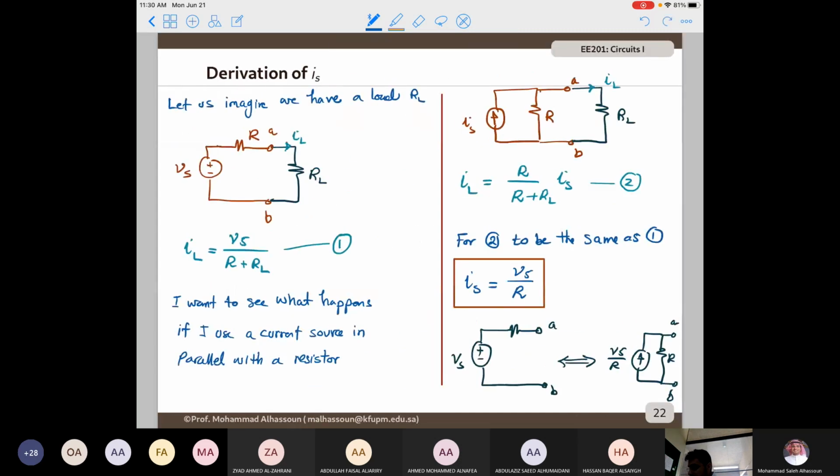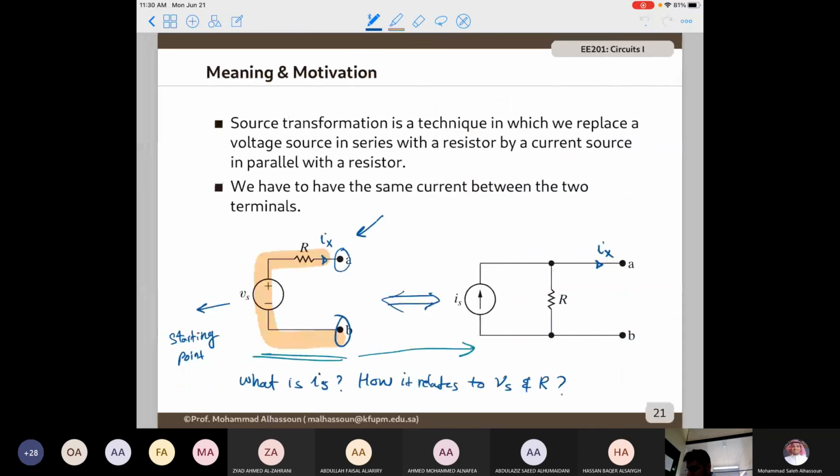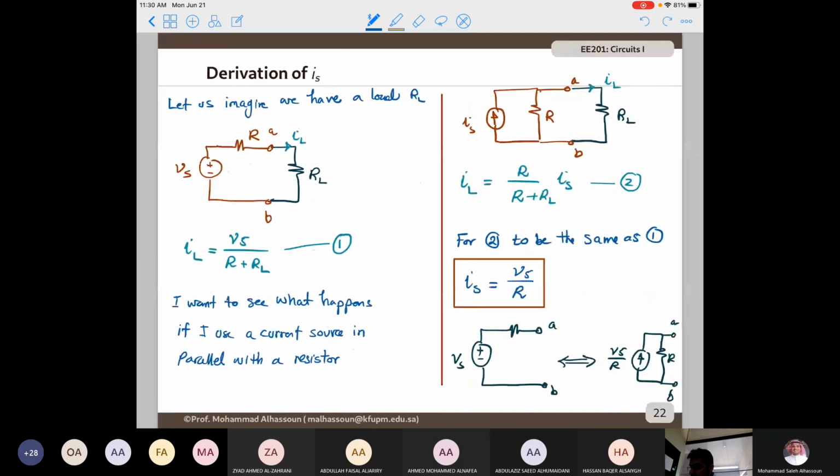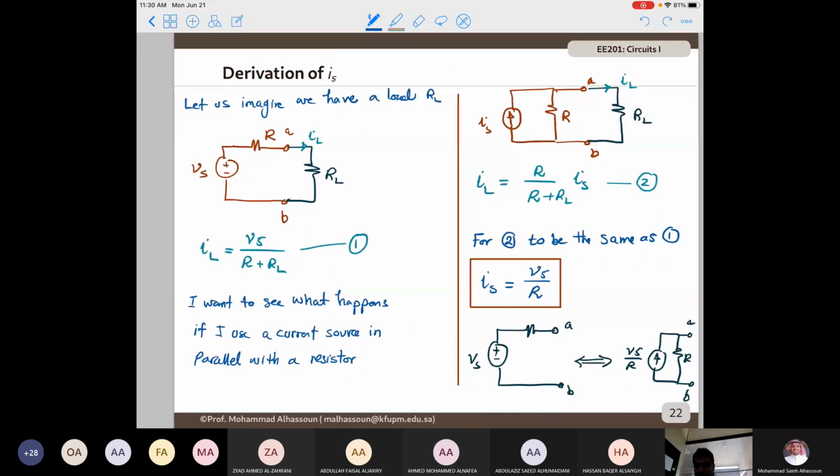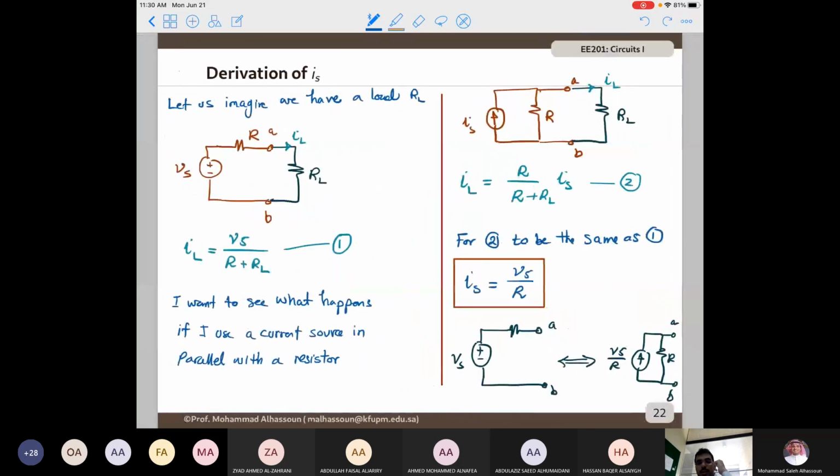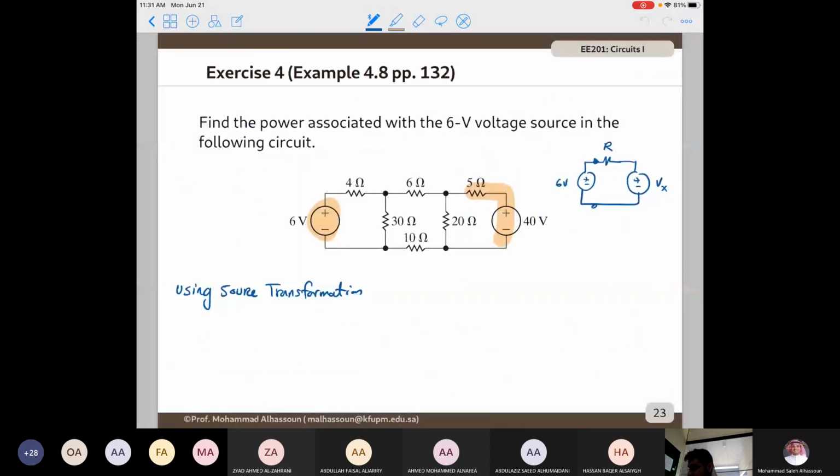And remember here, the direction of the current is following the direction of the voltage. So the current is entering from the negative side of the voltage source and leaving from the positive side. So if we reverse the polarity, then the current will be reversed as well. So in this case, I have 6 volts.